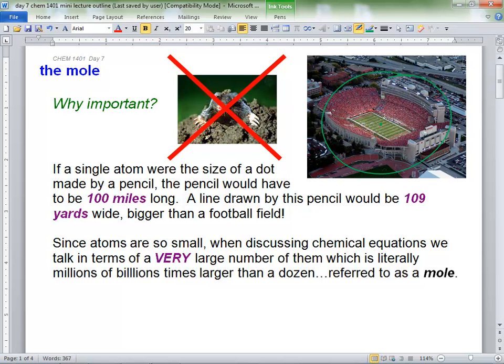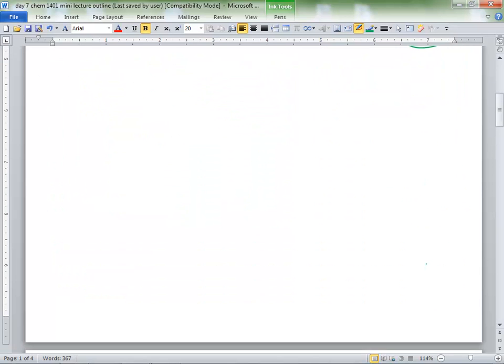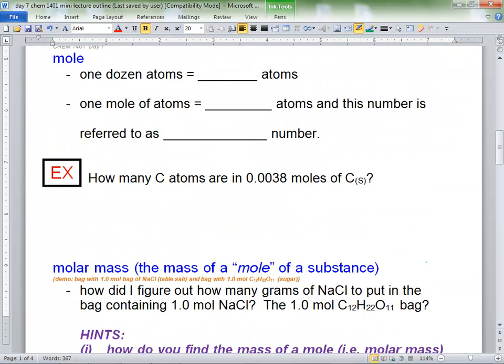So if we want to fill a bag like this with some compound, you need a lot of these atoms, a heck of a lot, literally millions of billions. That number, millions of billions, is referred to as a mole. It's badly needed for working problems, and that's why we're introducing it. So let's get started with something a little more familiar.